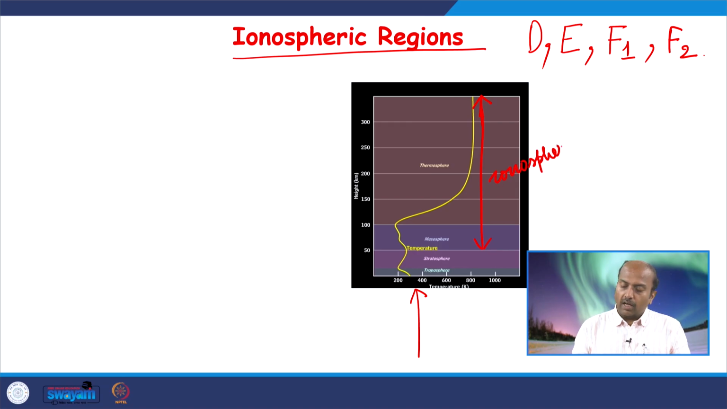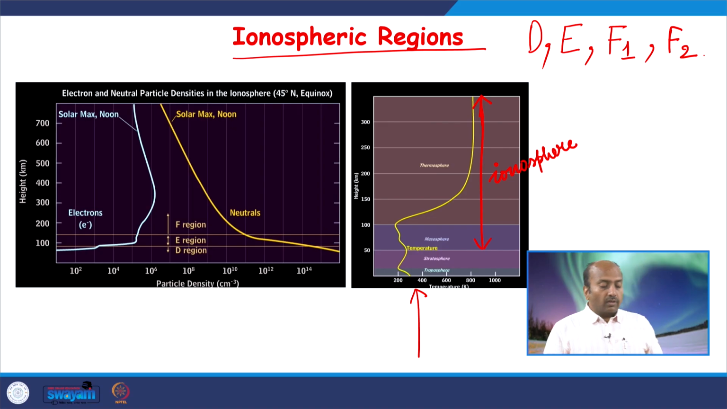When you are talking about the ionosphere, this characterization of temperature with respect to height is not relevant actually. But the ionosphere will look something like this. What I have taken is, for example, solar maximum noon time, because we have already seen solar maximum is a period of time when there will be a maximum number of electrons, and of course noon, direct sunlight, right.